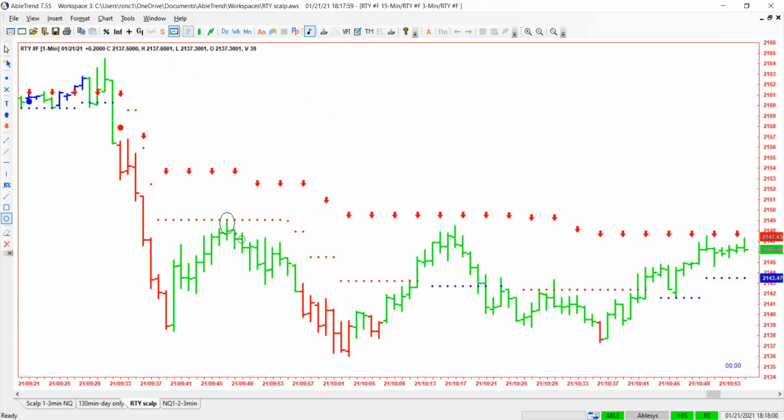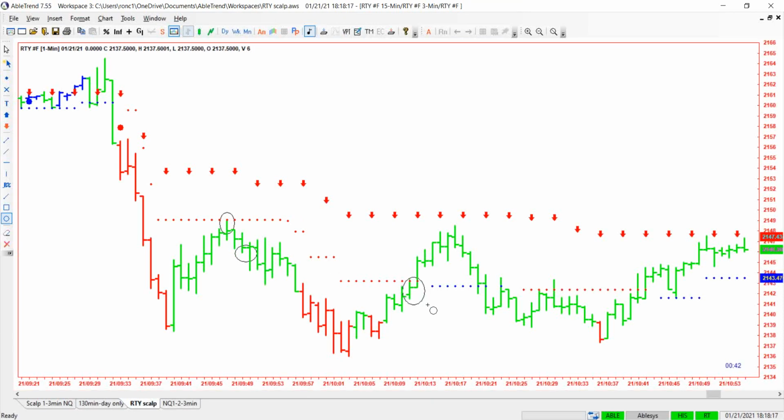This is the Russell chart, real quick. Hits the red dot, closes under it. Again, we're just looking for 1 point on the Russell. You might like the Russell better. Again, it's a little slower moving. I like the Russell. Either trend trading on the Russell or scalping on the Russell. Either one works real well.